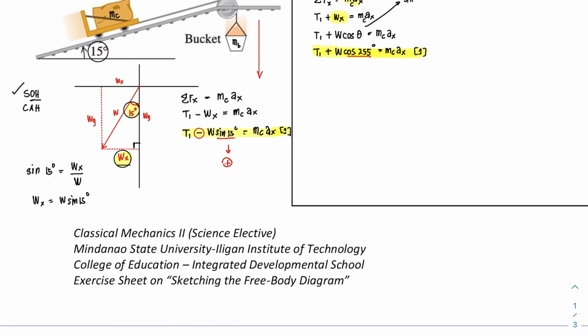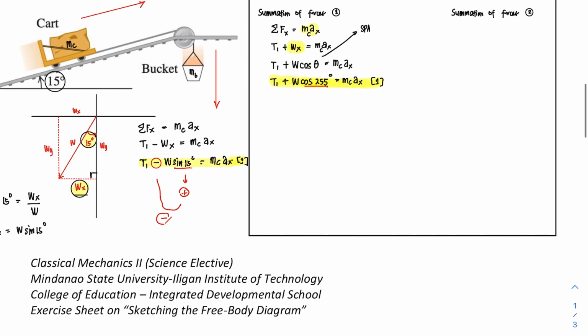So positive multiplied by negative, the overall effect of the two signs will be a negative value. So a negative value over here. And that is correct. Dapat negative ang value because WX is on the negative x-axis.